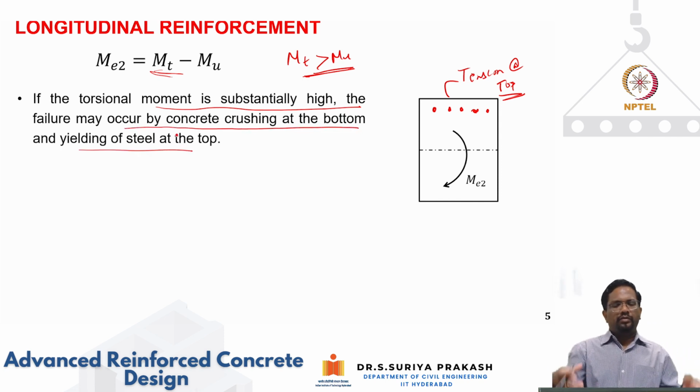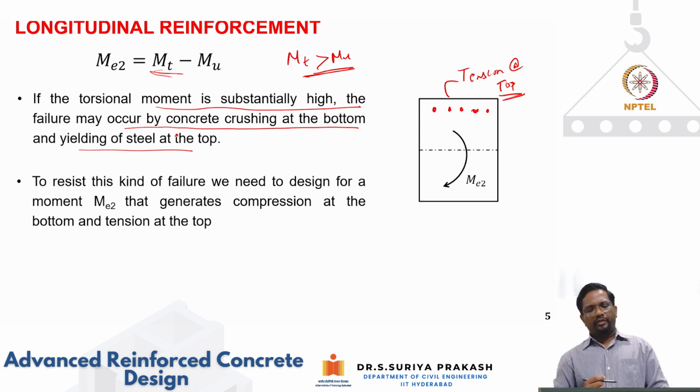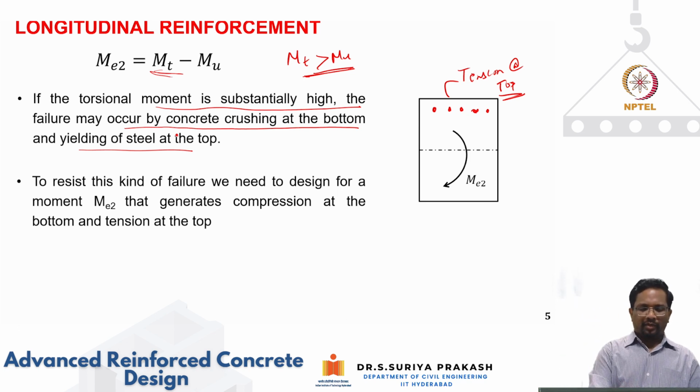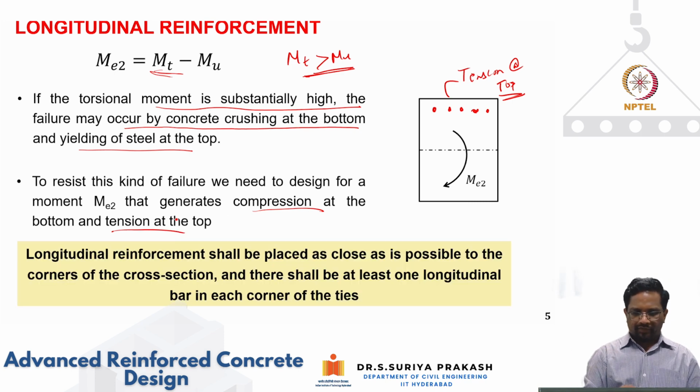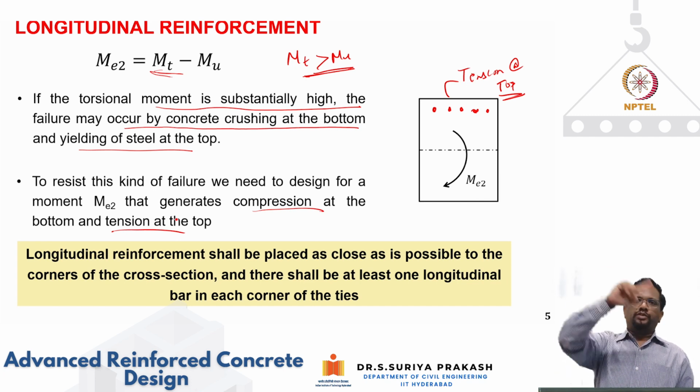So it's equivalent to your hogging bending. You have tension at the top. So to resist this kind of failure, we need to design for equivalent moment Me2 that generates compression at the bottom and tension at the top, similar to your negative bending failure. And in this case, for torsion, we say that it is going to develop tension around the periphery.